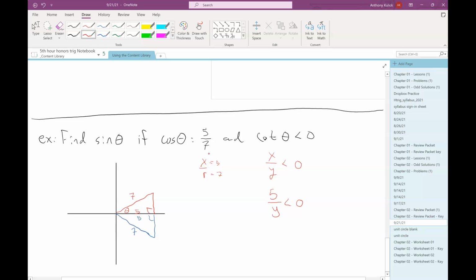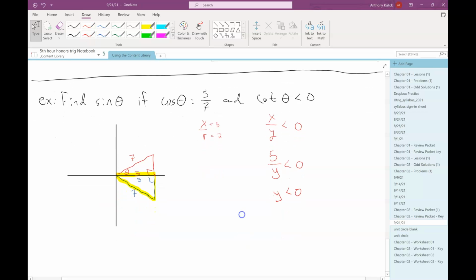So that tells me immediately then that y has to be negative, right? The only way for 5 over y to be negative is if y is negative. So the triangle I want is the blue one, where the y-coordinate is negative. Everybody feel good? To find that y-coordinate now, I'm just going to use the Pythagorean theorem.